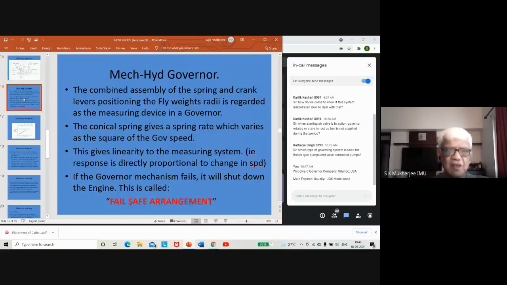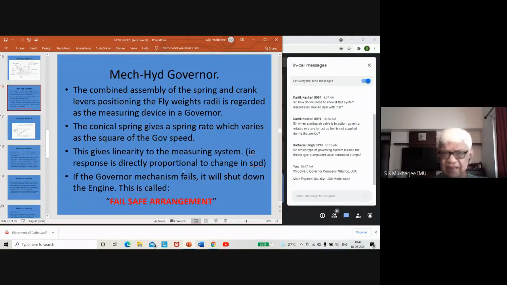Okay, let's move on. The combined assembly of the spring and crank levers positioning the flyweight radii is regarded as the measuring device in a governor. All right, so it is the spring and the crank levers positioning the flyweight radii, because the governor has to have a measuring device and it has to have a means to give a signal for correction of deviation. So it requires a system there.